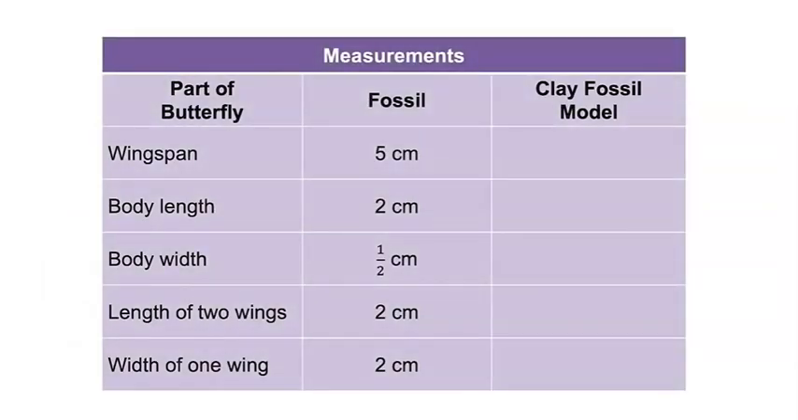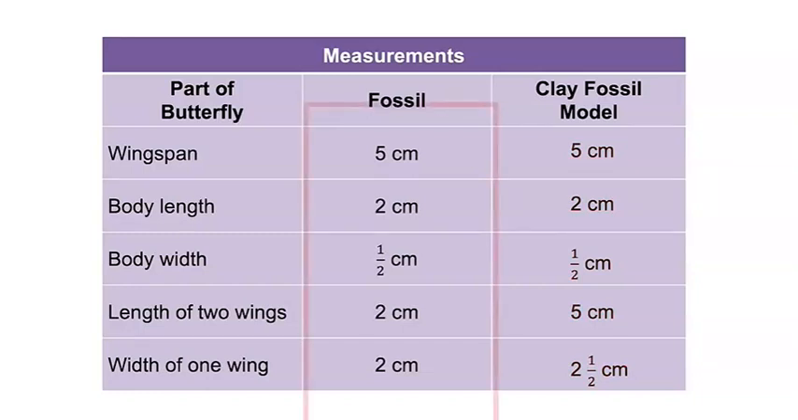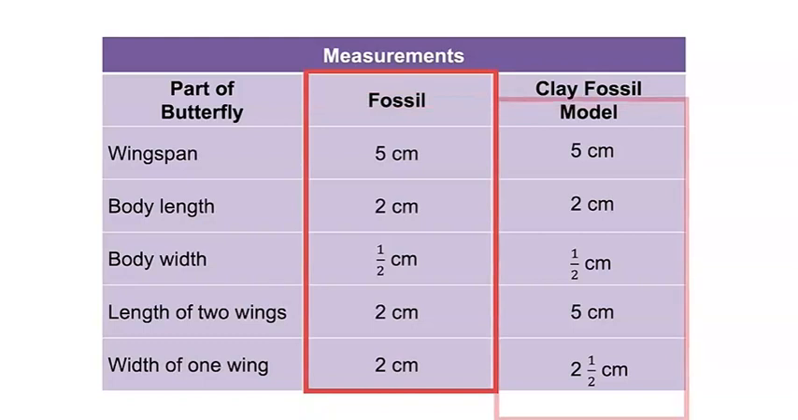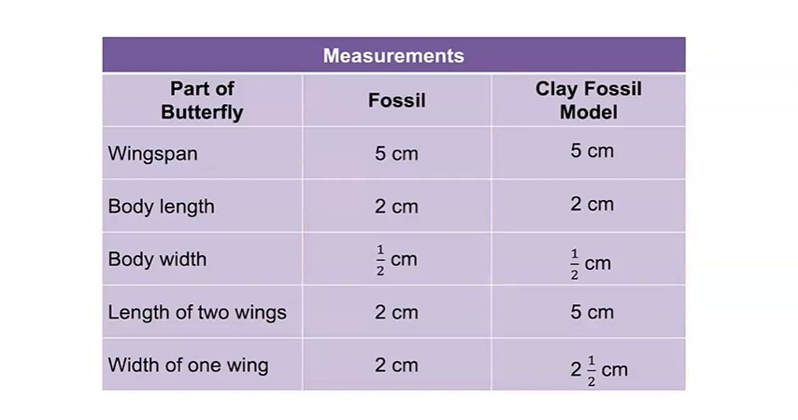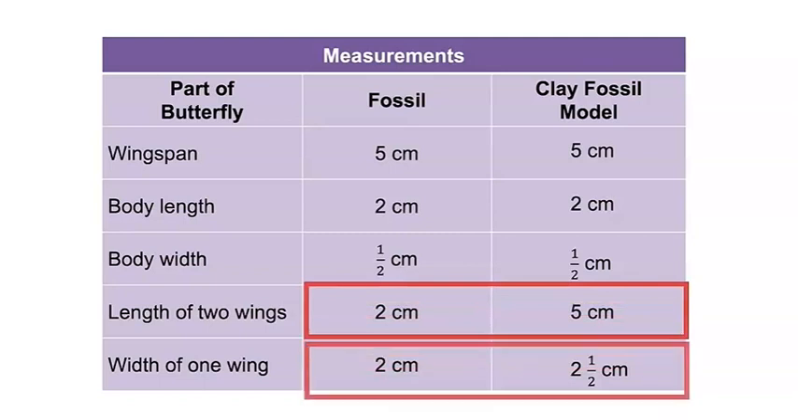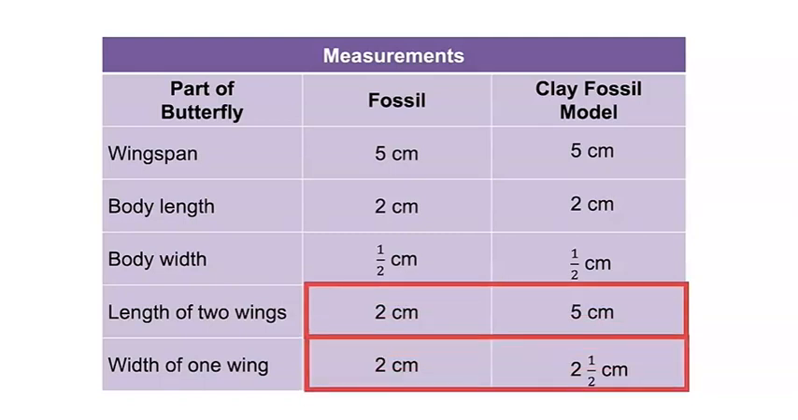We have all of our measurement data. I'll record our data in this table. Now we can compare the measurements of the fossil with the measurements of the clay fossil model. What do our measurements tell us? Were the real fossil and the fossil model made by the same butterfly? I see some differences. The length of 2 wings and the width of one wing are different. Let's make some more observations, just to be sure.